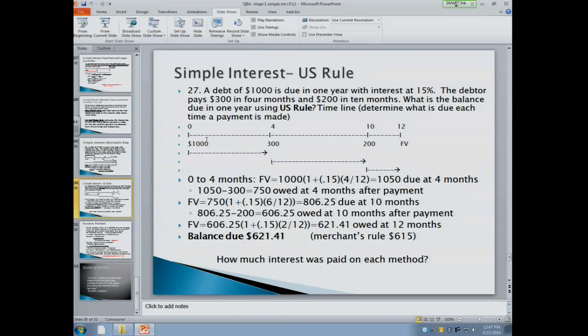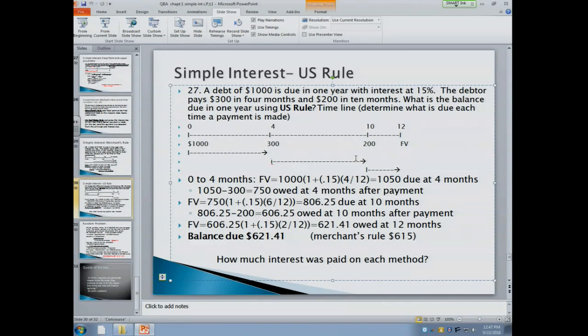So we have $1,000 again. We make a payment at 4 months. We make a payment at 10 months. And we want to know the final payment at 12 months. Well, in the U.S. rule, we find the future value of $1,000 at 4 months. So this first line, from 0 to 4 months, the future value of 1,000 is 1,050. We make that payment of 300.